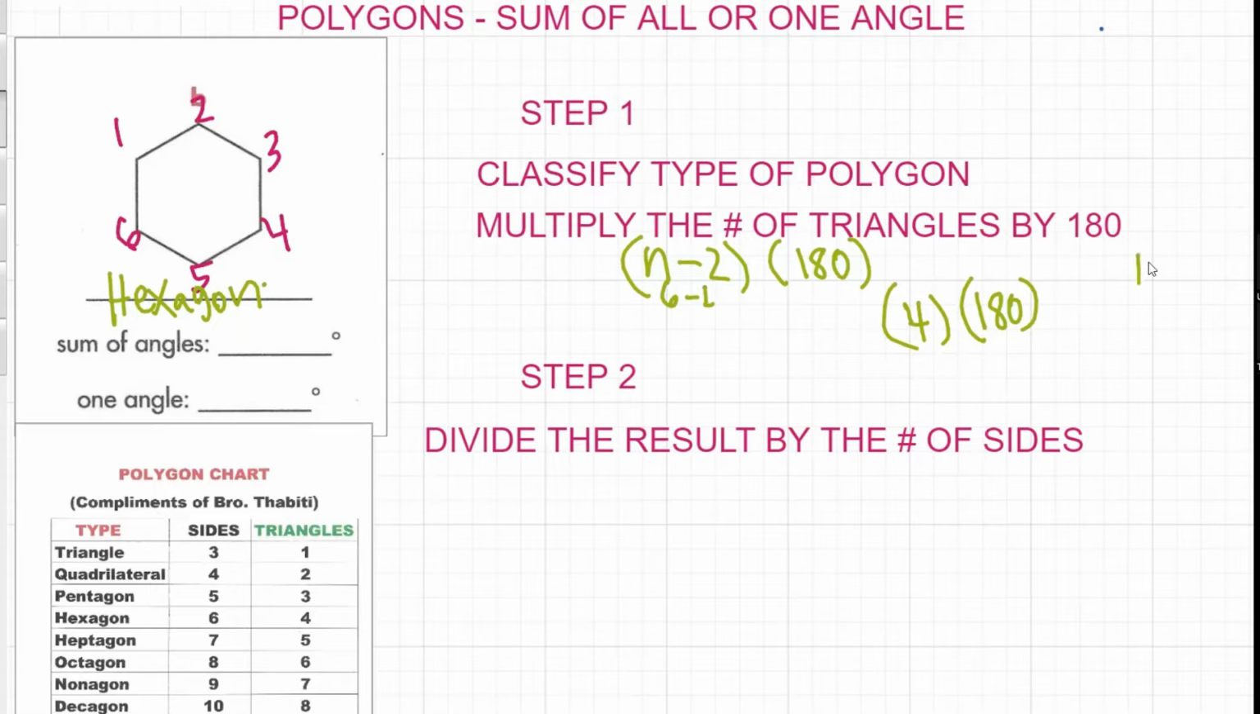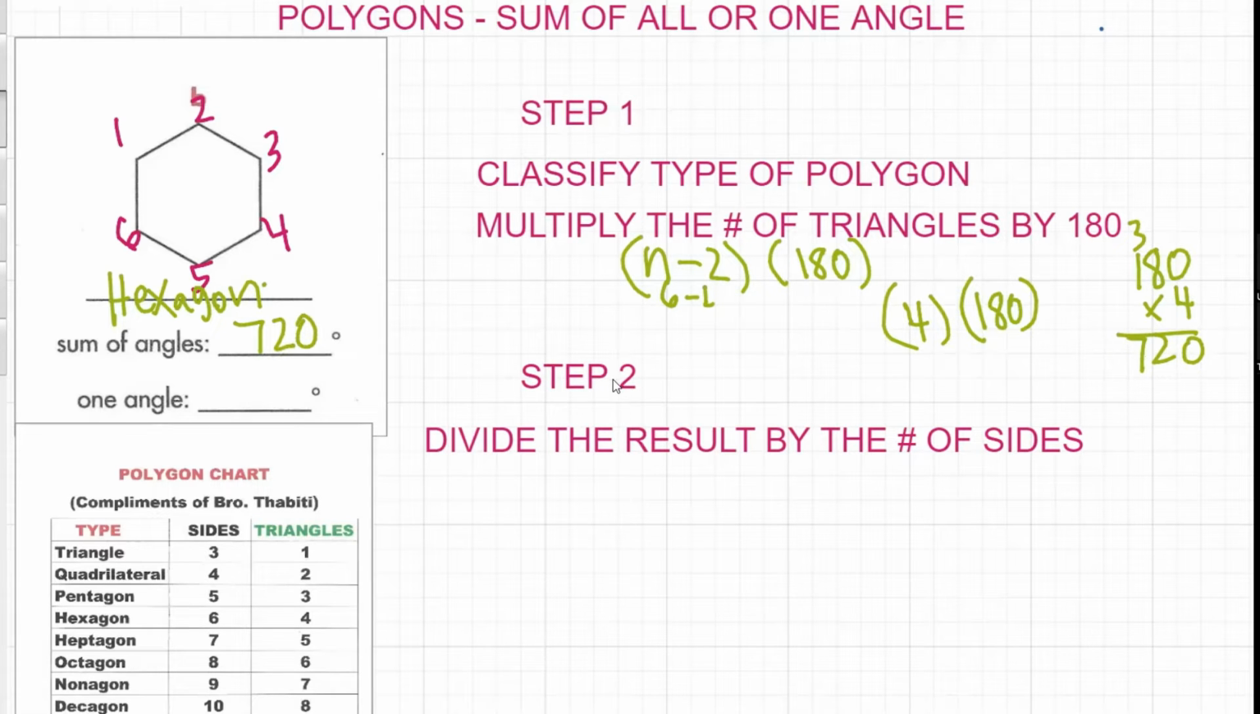So let's go ahead and do that. 180 times 4. 4 times 0 is 0. 8 times 4 is 32. 4 times 1 is 4 plus 3 is 7. So 720 is the sum of all of the angles.